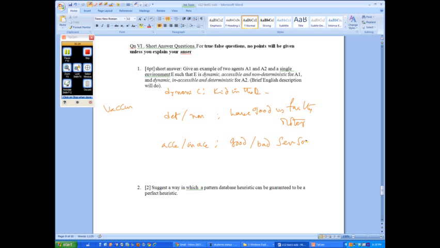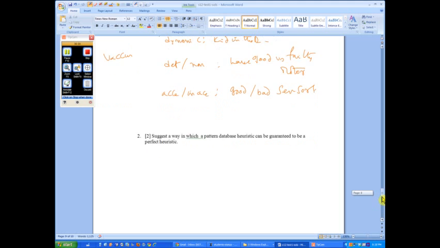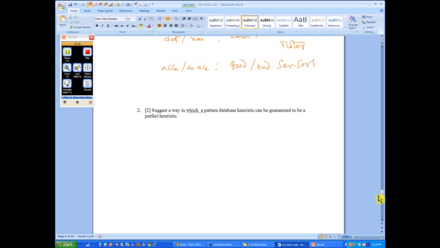That's all. Okay. Now this next one, the pattern database question, a lot of people got it wrong, in fact only one person got it right. The point is about the suggested way in which a pattern database heuristic can be guaranteed to be a perfect heuristic. If you consider subparts of the puzzle as the pattern, they are not necessarily perfect. So to make it perfect, you consider the entire puzzle as the pattern.